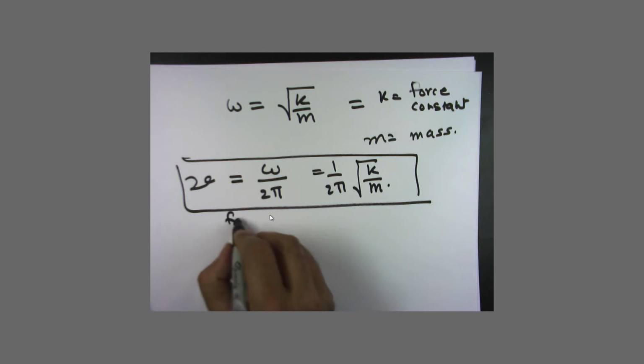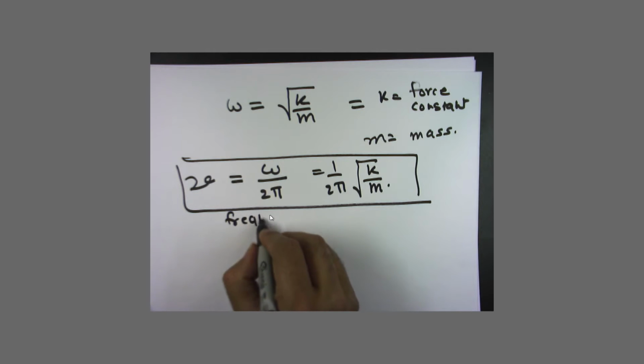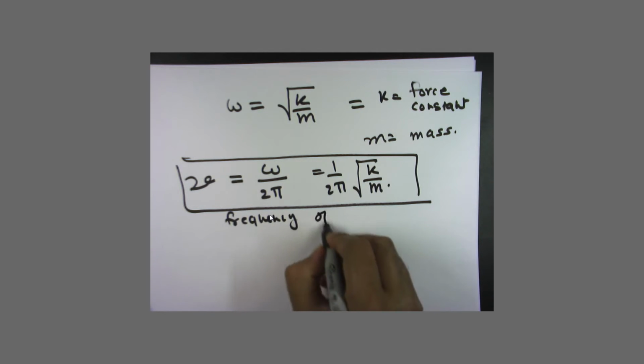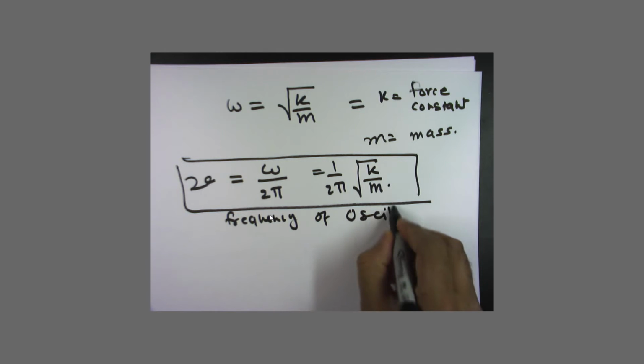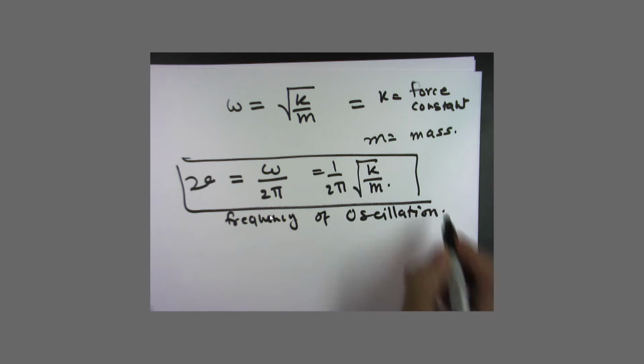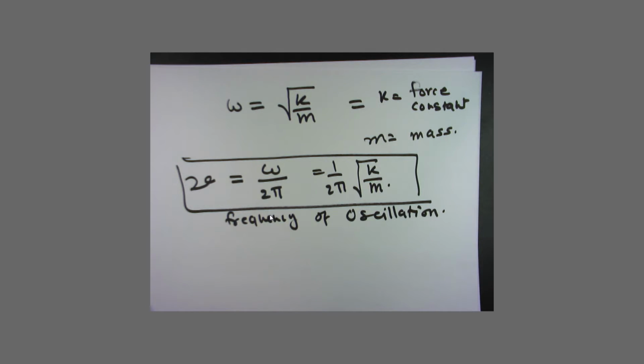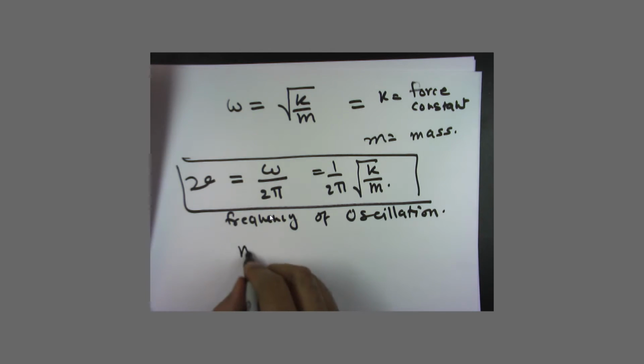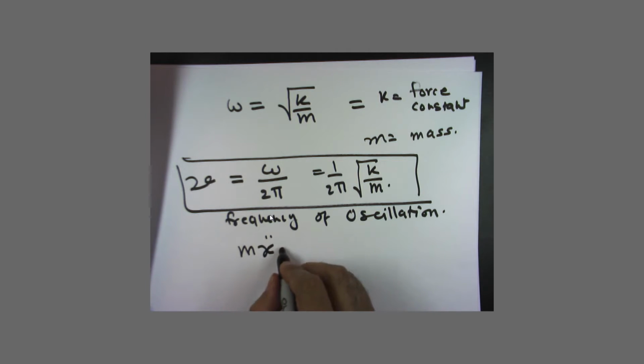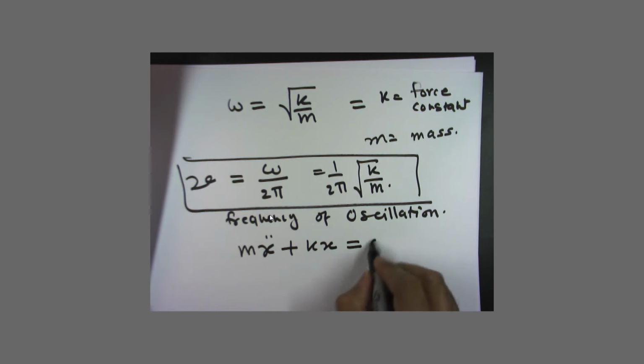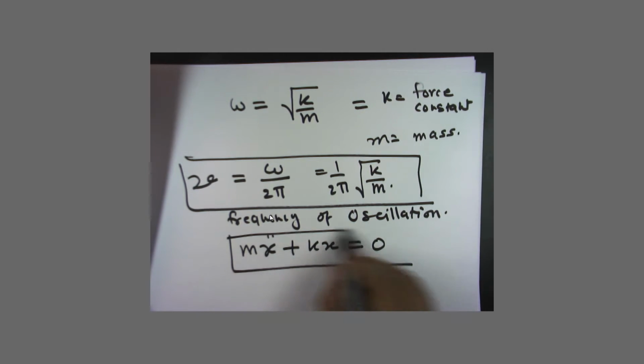So, let us call it the frequency of oscillation. The reason we are going with this is because we want to come up with the vibrational frequency, which is a frequency of oscillation. So, if you look at the same equation now, m x double dot plus k x is equal to 0, that is our characteristic equation.